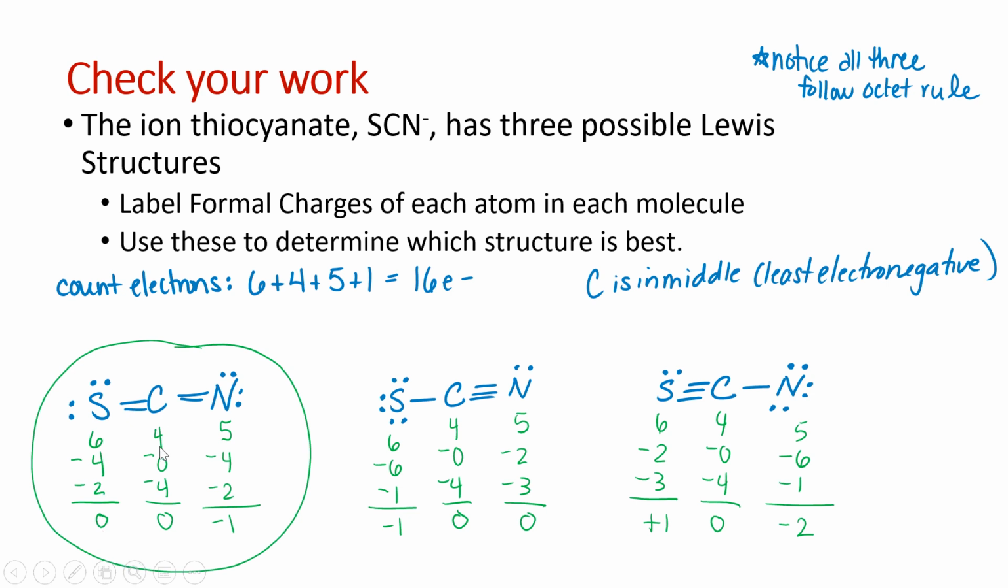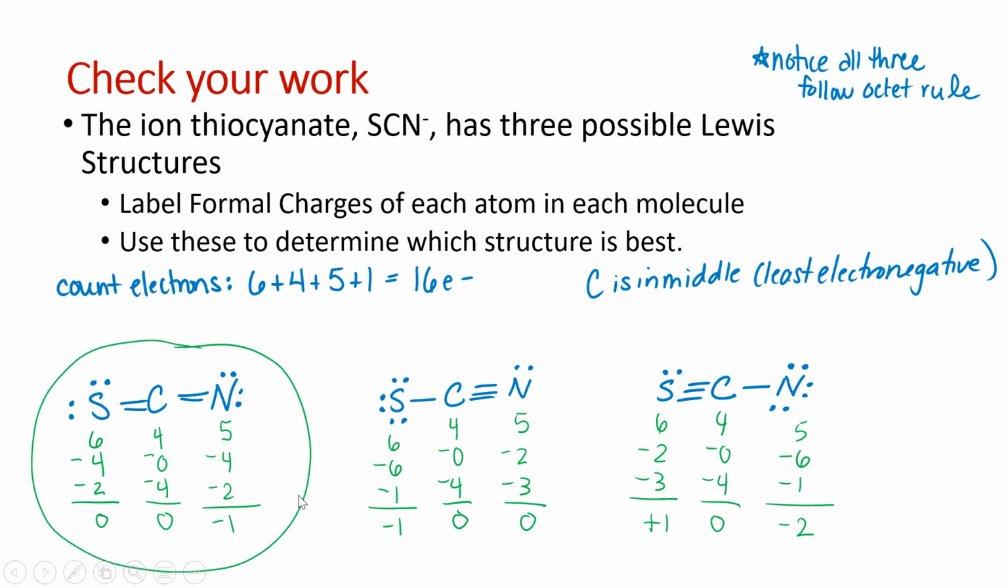Your carbon, it's in column 4, so it's got 4 valence electrons. It's got no dots on it in the structure, but it's got 4 lines. So 4 minus 0 minus 4, it's got a formal charge of 0. Nitrogen has 5 electrons typically. It's in column 5. It's got 4 dots in this structure and 2 lines, so it's got a formal charge of -1. So you kind of go through and do this pattern on all 3 possibilities.